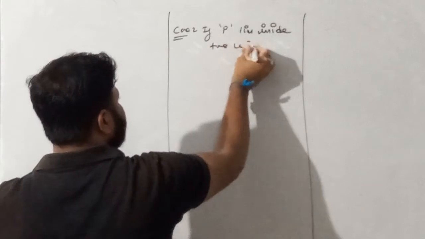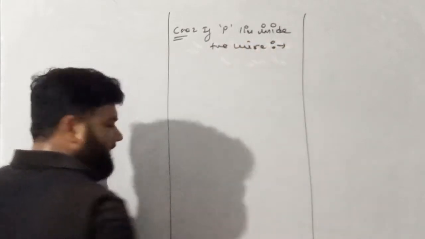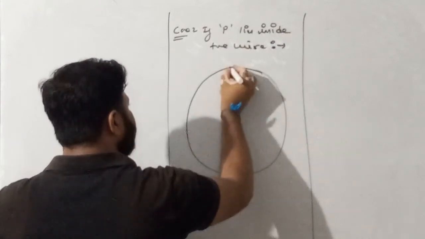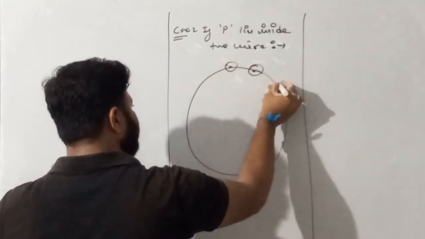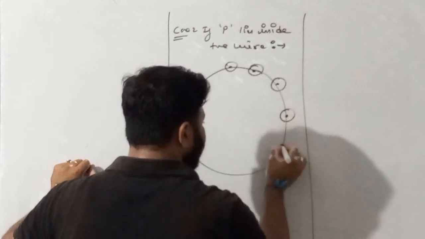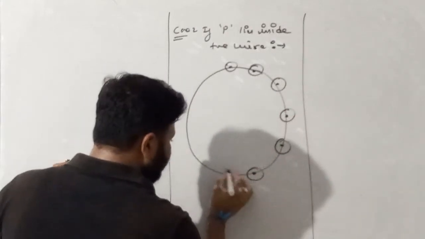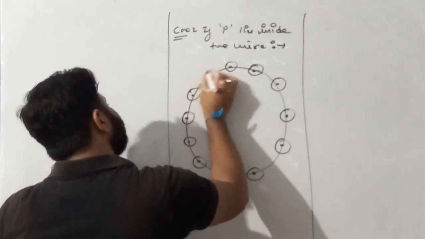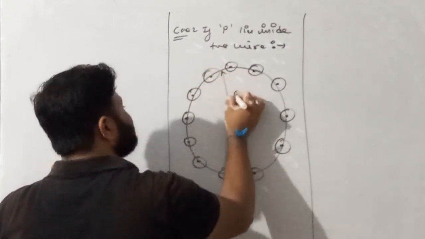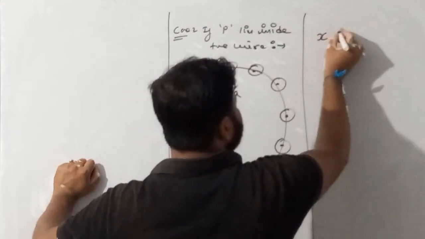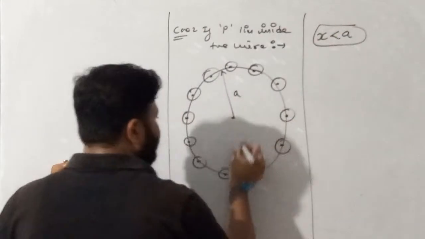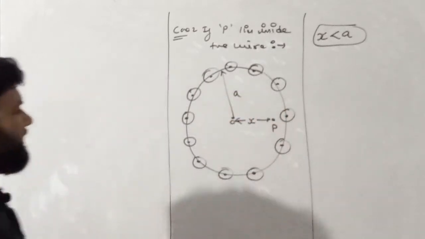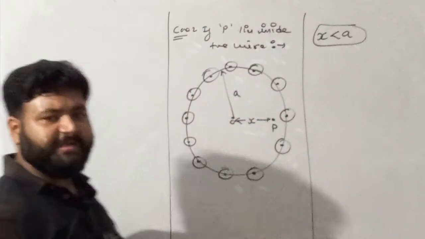This is the hollow spherical wire. If the wire is hollow spherical, then current always flows from its surface, and the radius of the wire is A. P lies inside means x is less than A. So this is O. At x distance apart, we have a point P where we want to find the magnetic field.